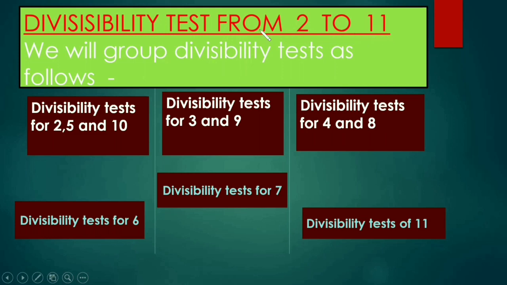For our convenience, we have grouped these tests of divisibility as follows. Divisibility test for 2, 5 and 10 in the first group, divisibility test for 3 and 9 in the second group, divisibility test for 4 and 8 in the third group. In the next group, divisibility test for 6, then divisibility test for 7, and then divisibility test for 11.